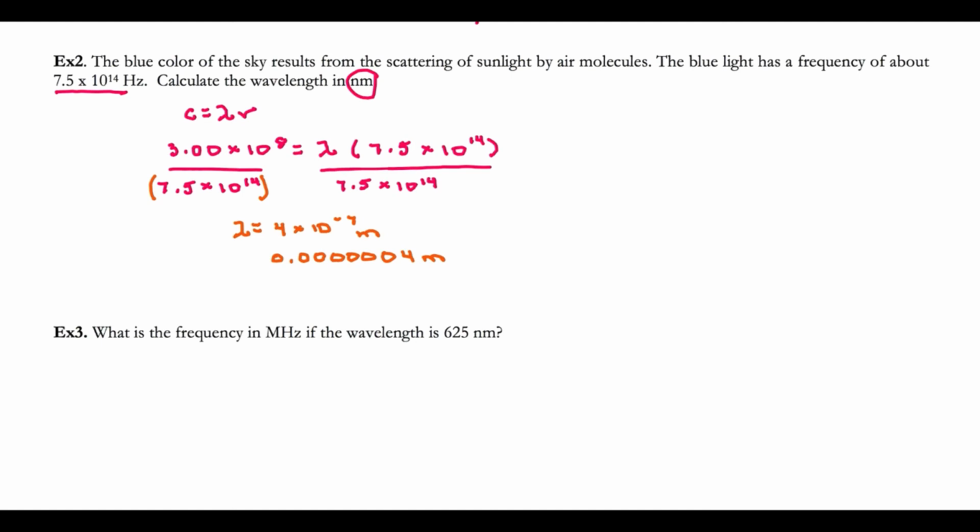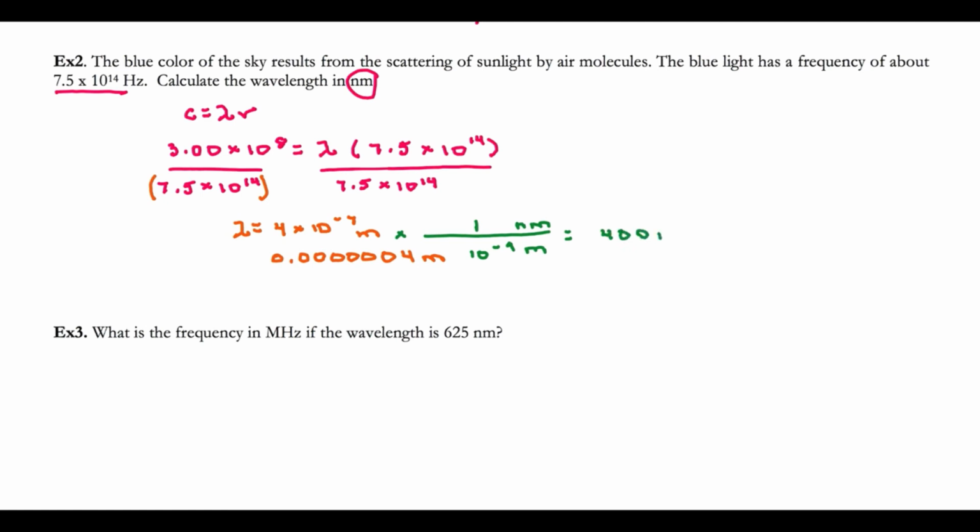Okay, so I'm going to take my 4 times 10 to the negative 7th meters. Notice I don't want to be in meters, I want to be in nanometers. So I'm going to get out of meters by putting that unit on bottom, and I'm going to get into nanometers. Remember, for every 1 nanometer, you have 10 to the negative 9th meters. So I'm going to take 4 times 10 to the negative 7th and divide by 10 to the negative 9th, and what I end up getting in nanometers is 400 nanometers.